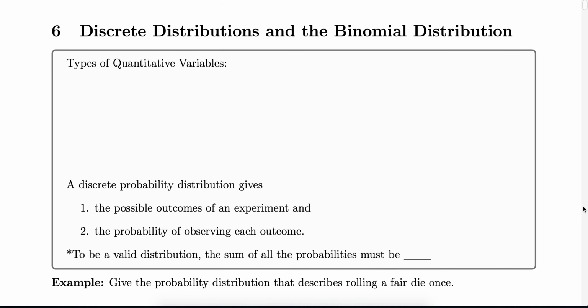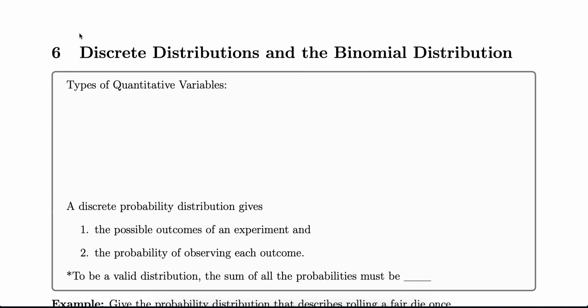Recall, we had two main types of variables at the beginning of the semester. Those types of variables were quantitative or numerical, and the second type was categorical. Now we're going to focus specifically on the first type, quantitative, and we're going to break that down even further. So make a highlight or a note here: types of quantitative variables, or numerical variables. We're going to break that down into two categories.